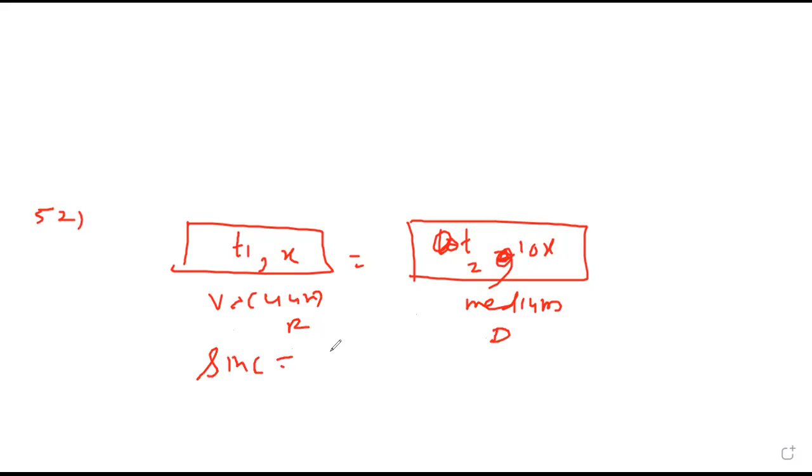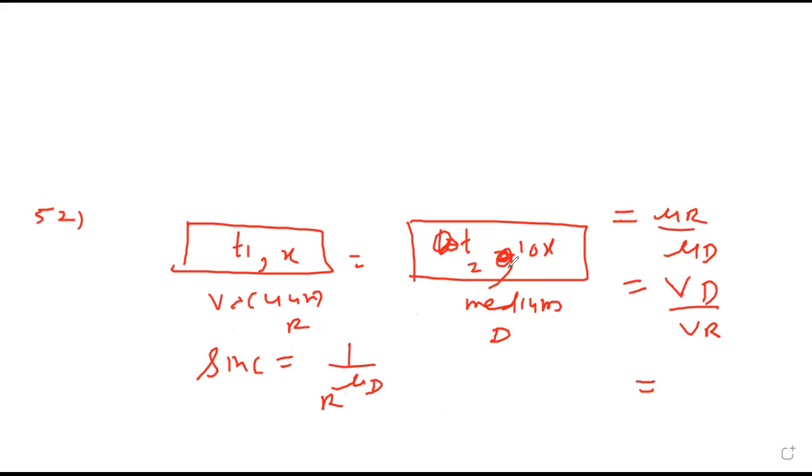What is the formula for critical angle? 1 upon refractive index of denser with respect to rarer. Correct? That means, can I say it will be mu rarer upon mu denser? Now velocity and refractive index are opposite, so V in denser upon V in rarer.